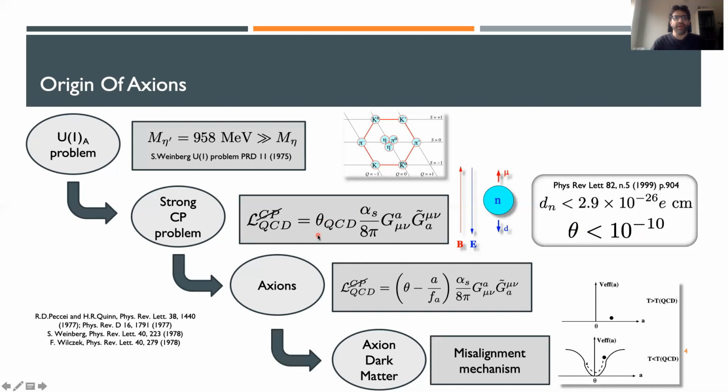And here came the idea of Roberto Peccei and Helen Quinn in 1977 to resolve the theta problem dynamically, introducing the axions. And an unexpected feature of axions is that once you introduce this particle in the evolution of the universe, you end up with a lot of dark matter. So you have a really nice candidate for dark matter.